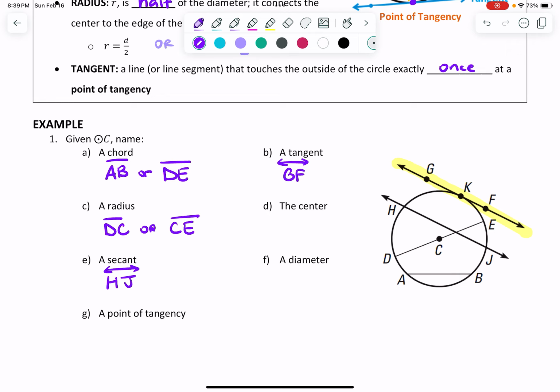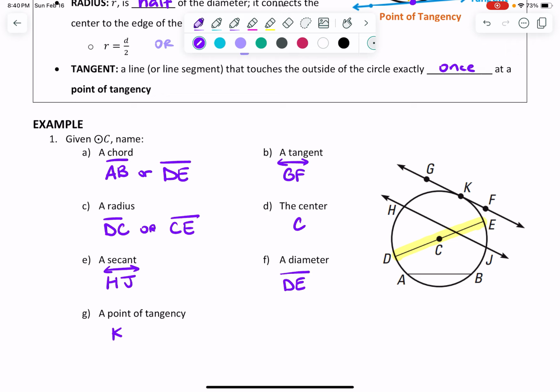Now, if I'm skipping back to the point of tangency, the point of tangency is just the letter capital K. The center is point C, and the diameter, well, that's that special chord that we talked about at the beginning. Now that special chord is line segment DE.